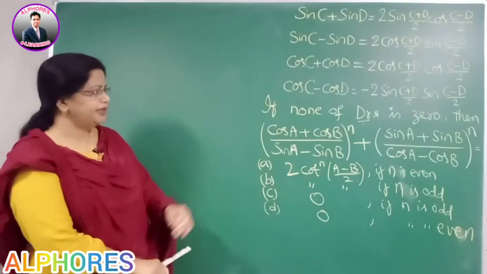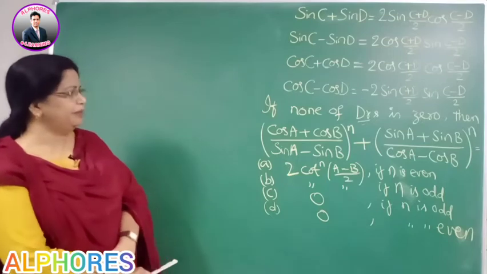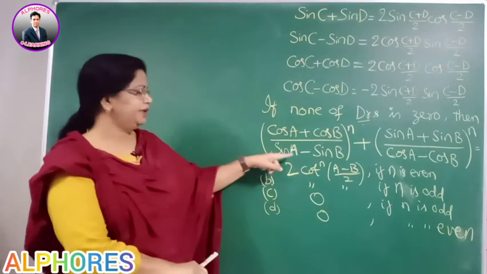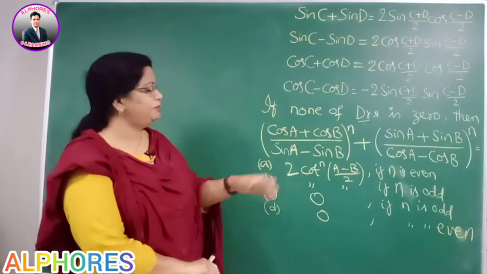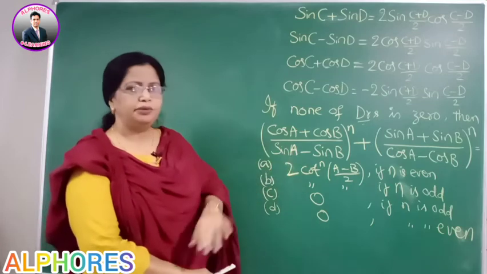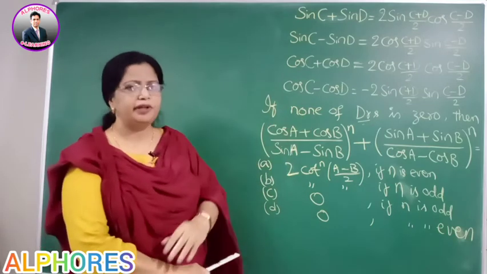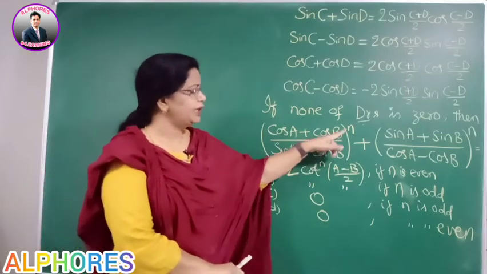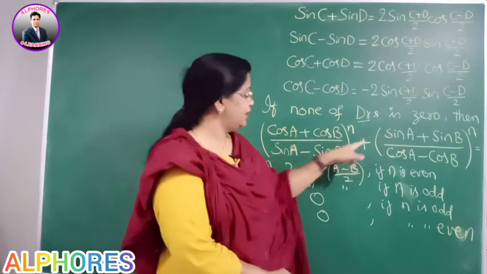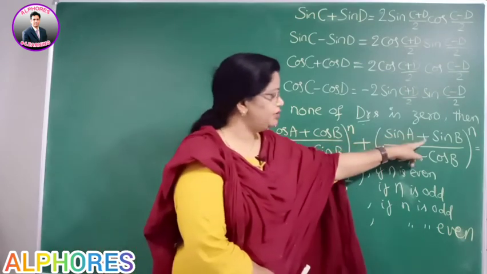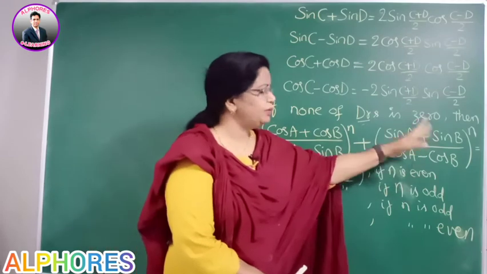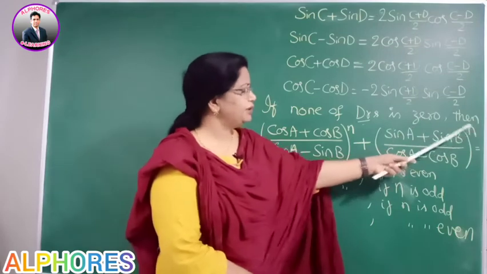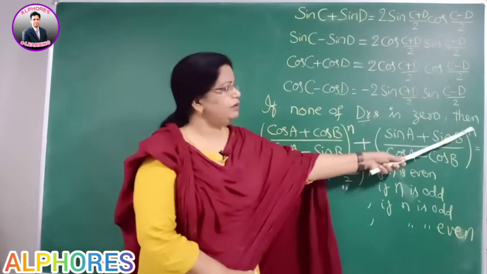Now students, observe this problem. This problem is given as: if none of the denominators is 0. Whenever we write any denominator value, usually we put some conditions, like a, b not equal to, etc. So simply they mention just none of the denominators is 0. Then (cos a plus cos b) by (sin a minus sin b) whole power n, plus again, and here they used plus symbol, plus, here minus, whole power n. These n and that n, both values are one and the same. Understand?